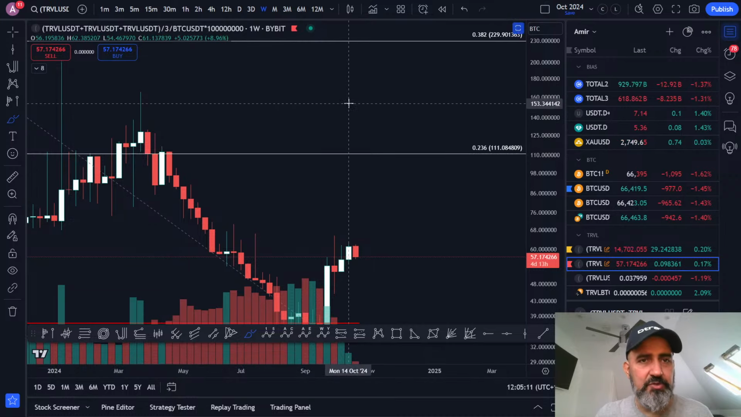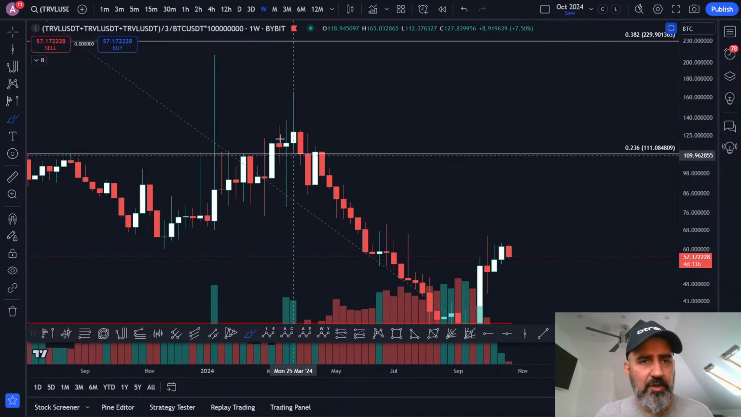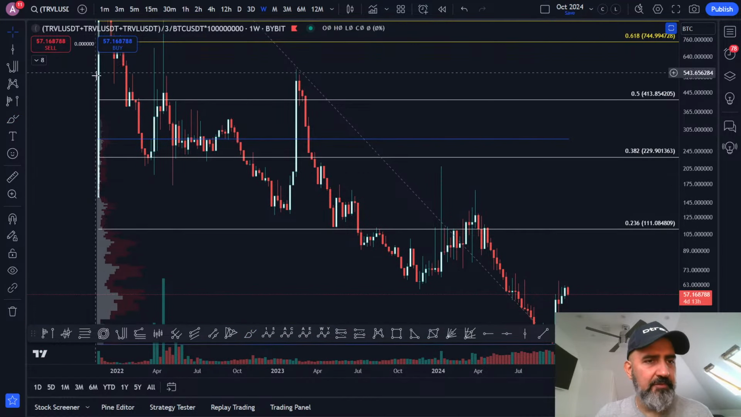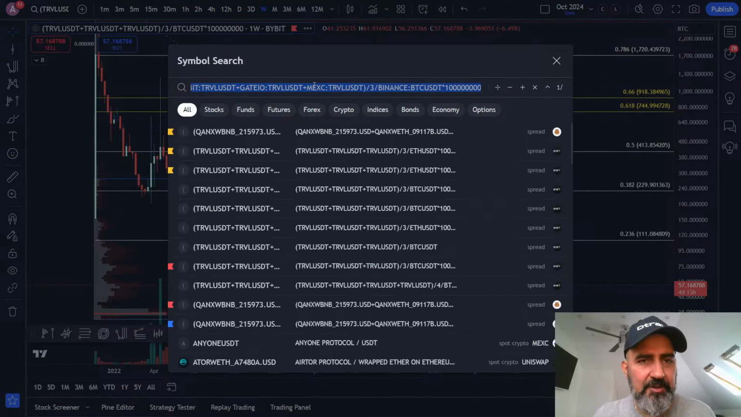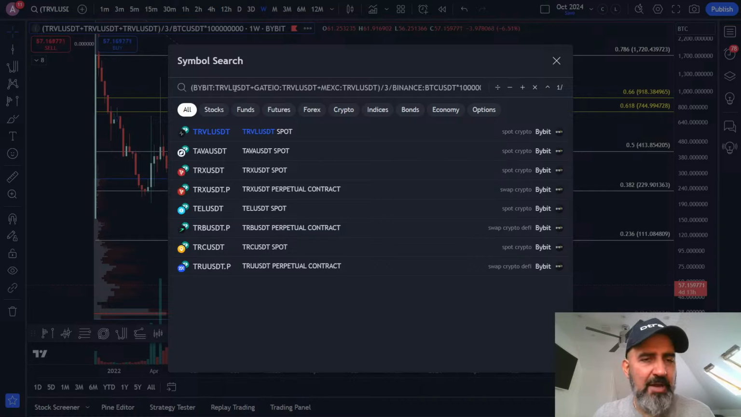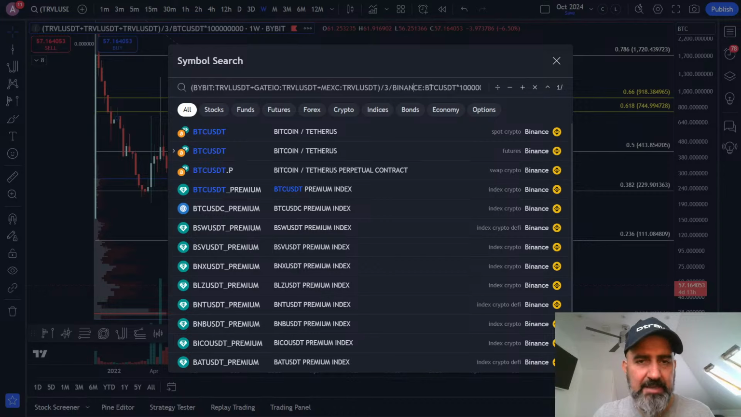And if anyone uses TradingView, this is how you do it. I've removed the KuCoin chart just simply because I want the launch data from the original launch candle. And so basically this is how you do it. So we've got this algorithm, Bybit TRVL, Gates TRVL, MEXC TRVL divided by 3. That's the 3 charts combined. And then here divided by Binance BTC times the number of sats.